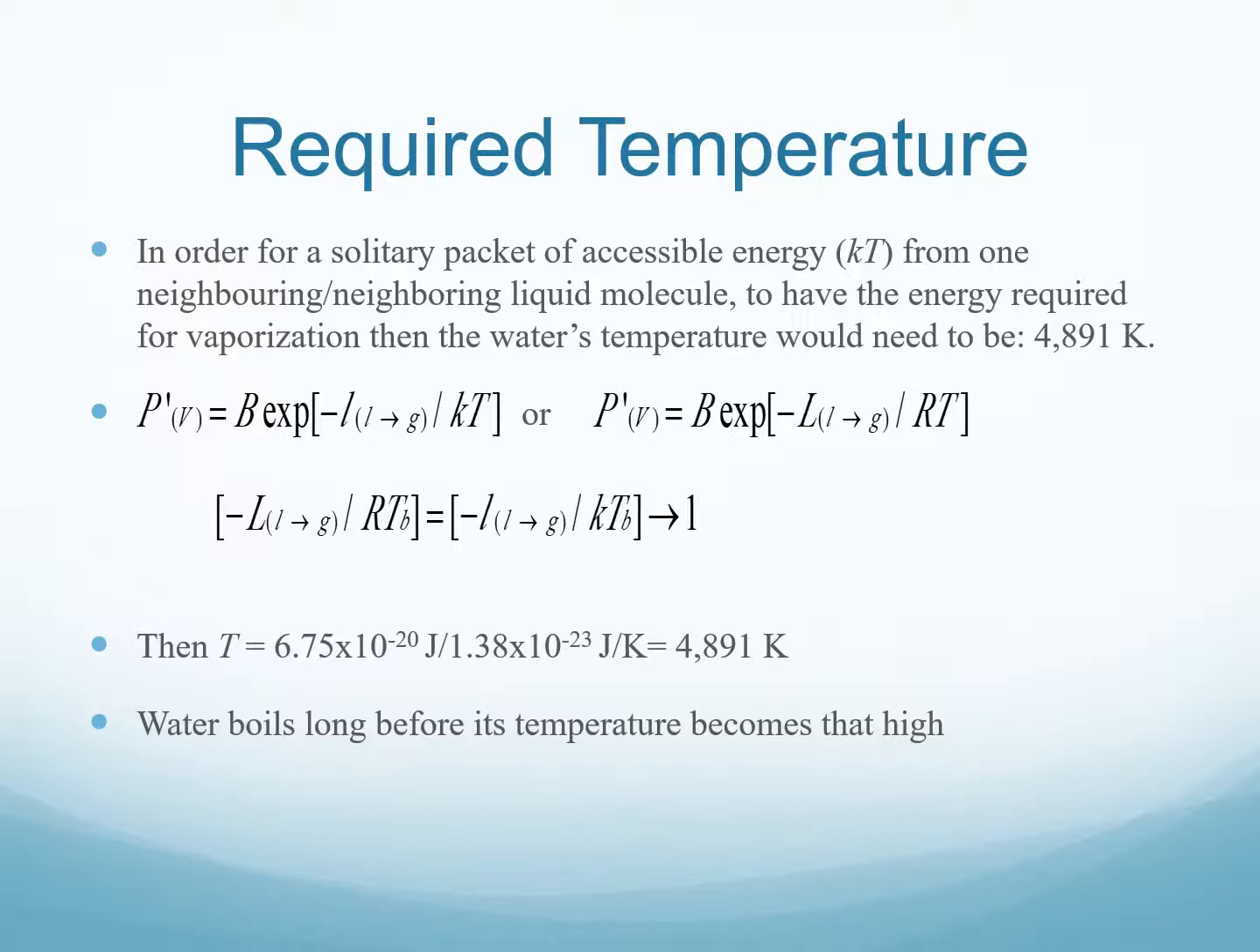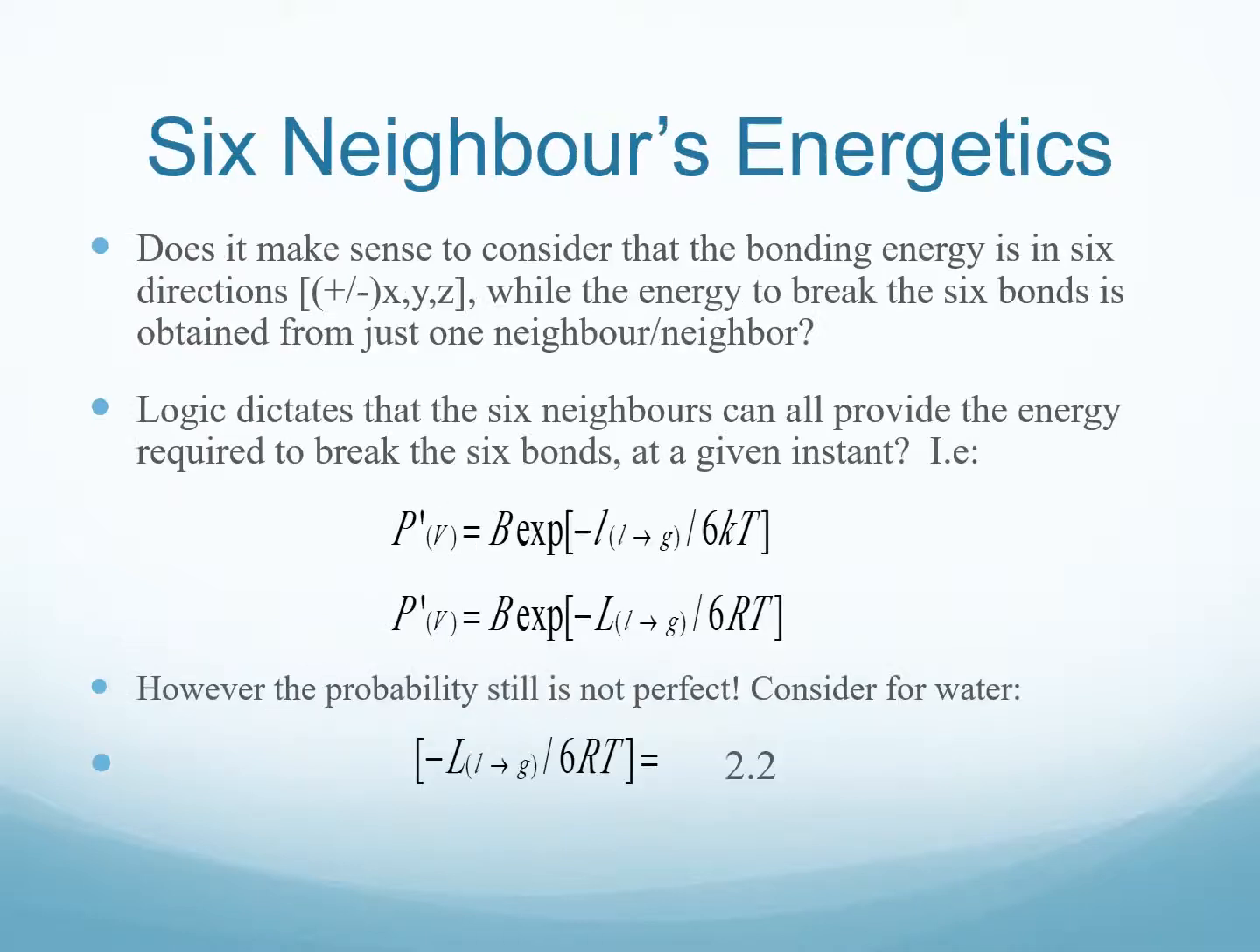This can be shown by calculating the temperature from the above equation. And of course, water boils long before it ever reaches anywhere near that temperature. So does it make sense to just consider that the bonding energy is in 6 directions, while the energy required to break the 6 bonds is obtained from just one neighbor?